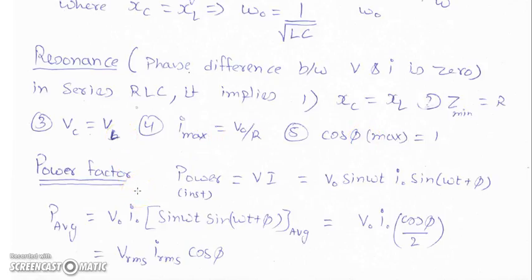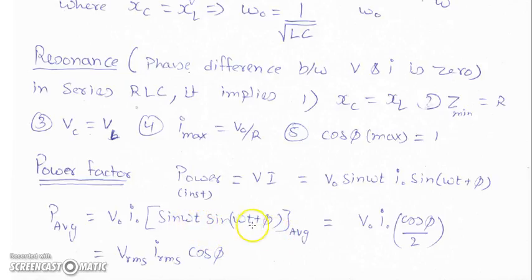So what is power factor? Power factor is a factor that comes in addition to V into I. That's why we call cos phi the power factor. Instantaneous power is given by voltage multiplied by current. So we have instantaneous voltage as this, instantaneous current as this. When we average them, we get the average of this.